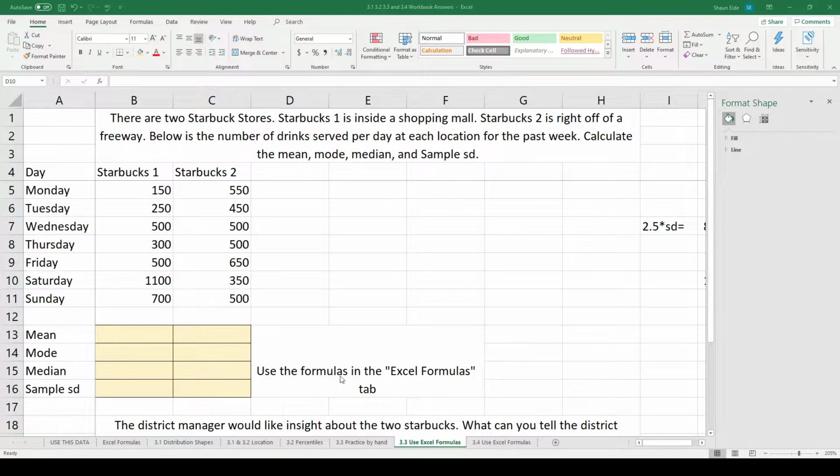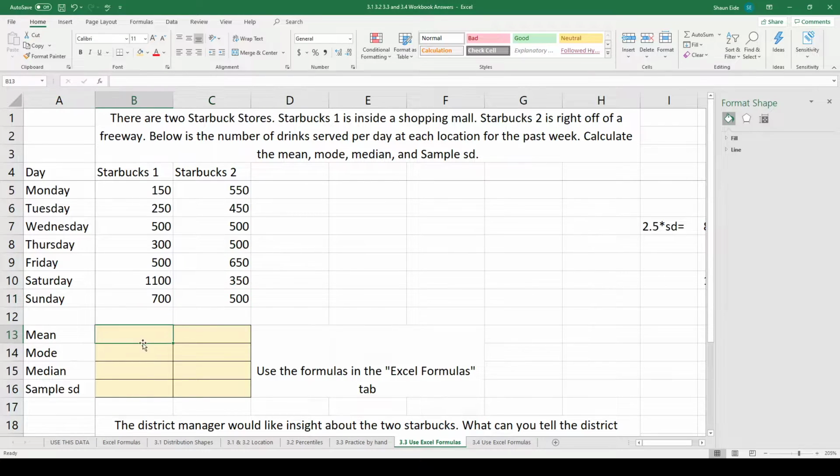With Excel, I just need to pull this up. There we go. We've got these 2 different Starbucks stores. Starbucks 1 is inside of a shopping mall, and Starbucks 2 is right off of a freeway. Below are the numbers of drinks served per day in the past week at each location. We're going to calculate the mean, the median, and the mode, as well as the sample standard deviation, because our district manager wants a little bit more insight on this.